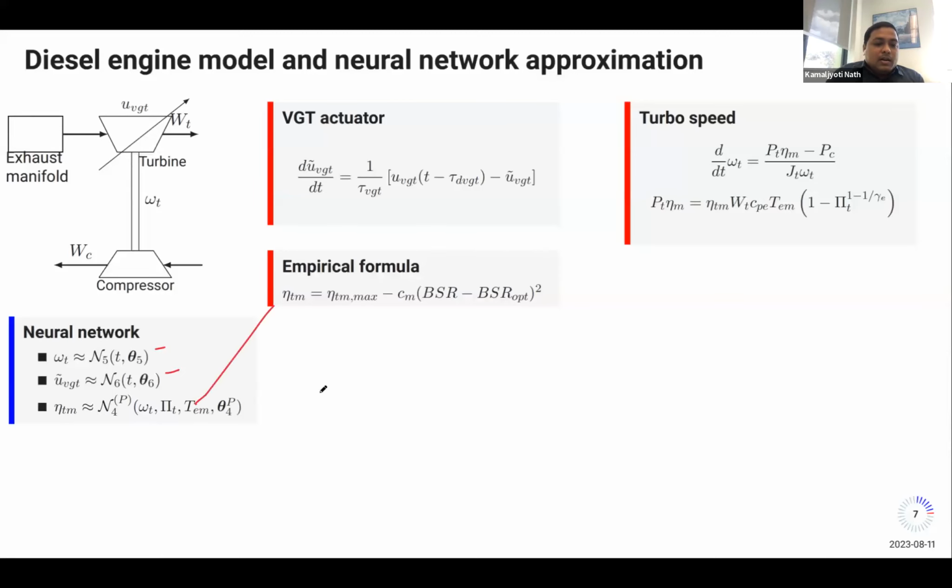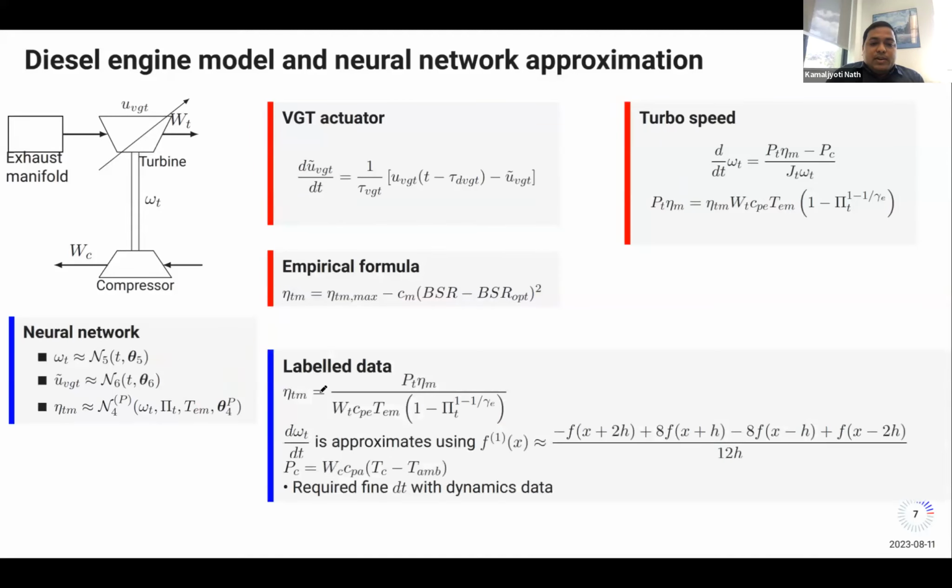Tm is here. And how is eta Tm calculated? So this is calculated using this formula. Okay, so here is again, this part is difficult to measure in the lab even. So what we did, we used this equation. And then yes, this is a differential equation, so we can't solve that. Then we approximated using a fifth order approximation, and PC can be calculated. So we calculated this part from here, and then since it's a differential equation, we required a very fine delta T and dynamic data.